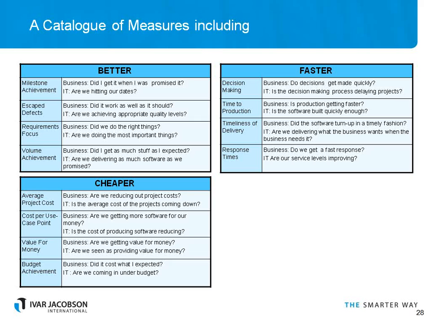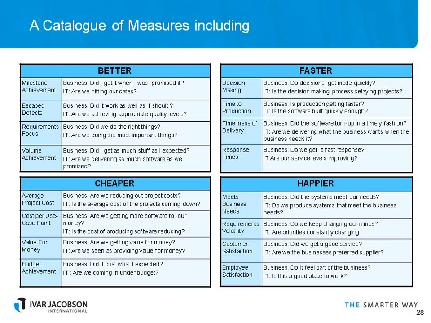With cheaper, we can look at things like average project cost, cost per use case point or function point. We can do some interesting things with story points. We can find out if the business believes they're getting value for money and whether we're seen as providing value for money. Is IT the preferred supplier? And budget achievement is a useful one. Are we coming in under budget? From a business perspective, did it cost what I expected? And with happier, as I talked about earlier, we've got customer and employee satisfaction. You can also look at sponsors and user satisfaction, requirements volatility, and whether we're meeting the business needs.